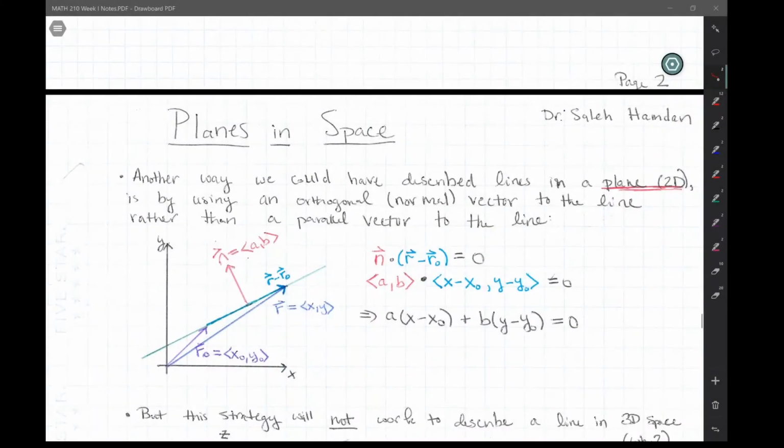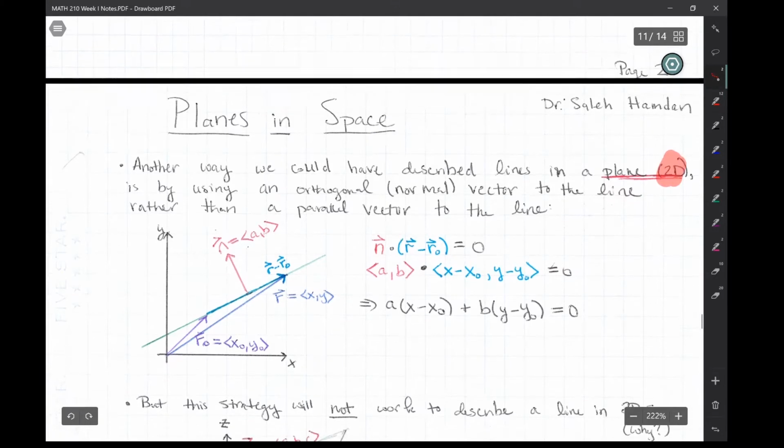So let's talk about planes in space now. We talked about lines. Let's talk about planes in space. Before we do, I wanted to tell you there's actually yet another way to describe lines in a plane. It's important that you're in a plane, so 2D. I can't emphasize that enough. In 2D, okay, what you're seeing there.